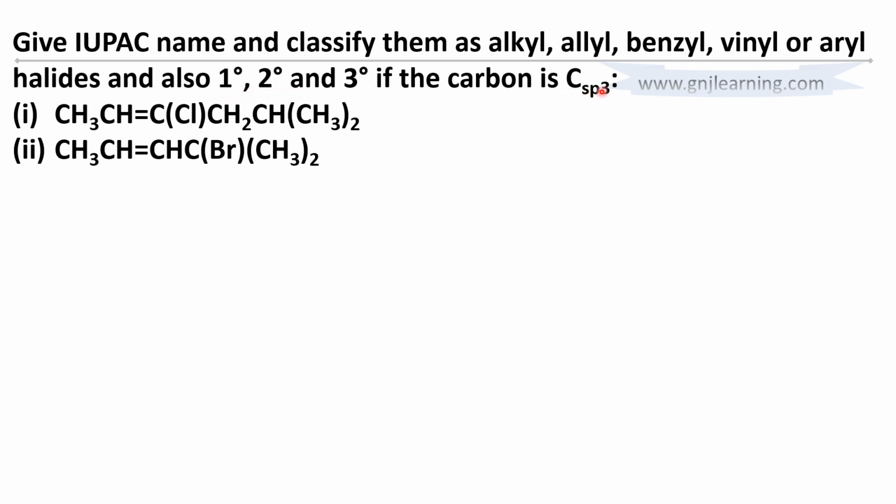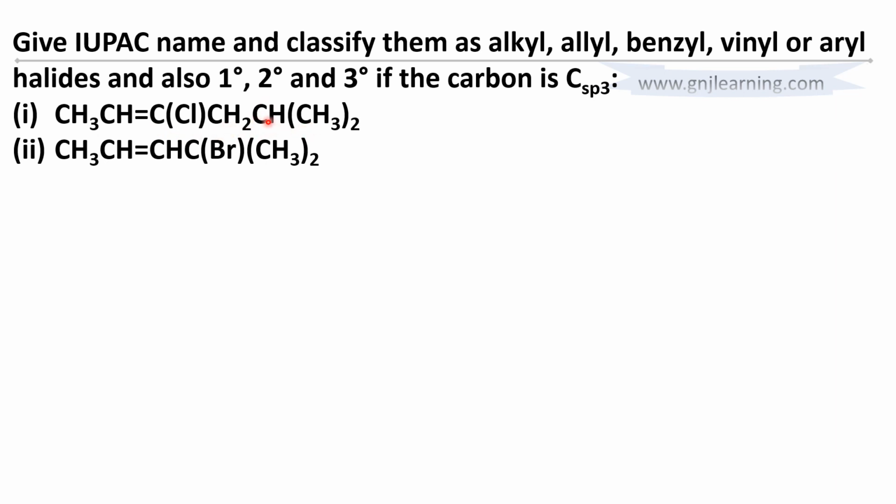If the carbon attached to the halo group is sp3. So let us see. The first compound is given here. As you can see, the double bond starts at the second carbon atom. So how many carbon atoms are there? 1, 2, 3, 4, 5 and 6.